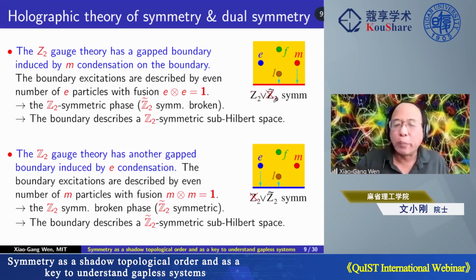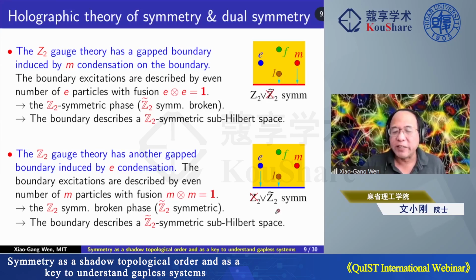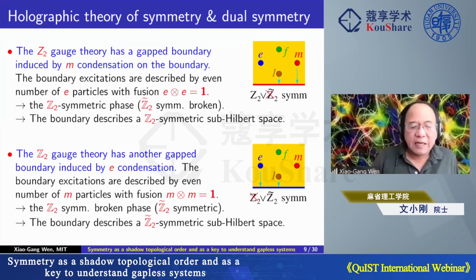But this breaks this dual Z2 symmetry. And similarly, this E condensed phase spontaneously breaks this Z2 symmetry, but the dual Z2 is not broken. So that corresponds to the Z2 symmetry breaking state in the Ising model. Okay.